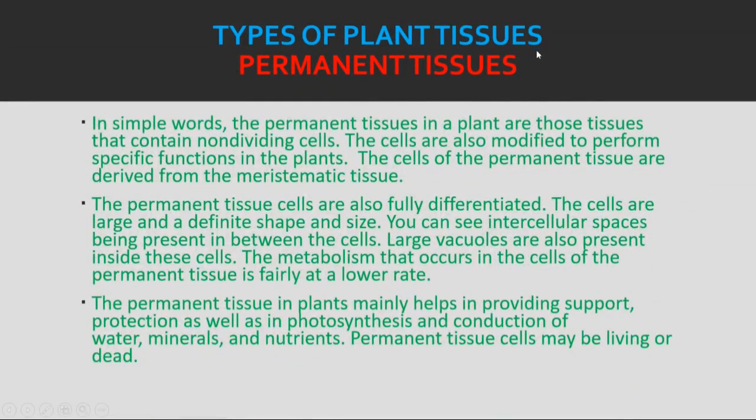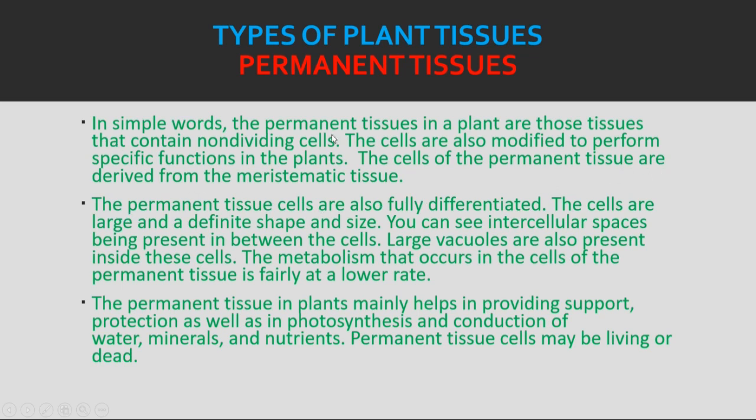Types of plant tissues: the permanent tissues. So far we have discussed the characteristics of meristematic tissues, and now we will start discussing permanent tissues. What are permanent tissues? In simple words, a permanent tissue in a plant is a tissue that contains non-dividing cells, and the cells are also modified to perform specific functions in the plant. The cells of the permanent tissue are derived from the meristematic tissue.